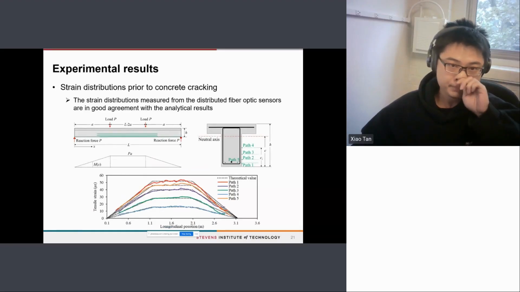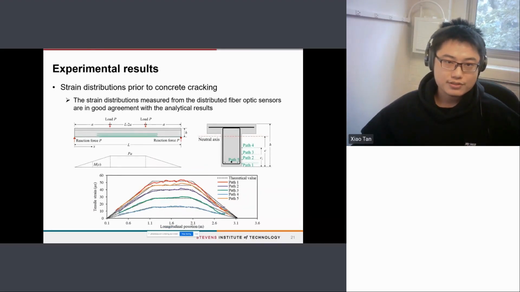Before the concrete cracking, mechanical analysis of the beam can be conducted to analyze the midspan deflection, the moment diagram, and the strain distributions. The strain distributions measured from the distributed sensors are also plotted and compared against the theoretical results. When beam 1 was subjected to the load of P equals 6.4 kilonewton, the strain distribution measured from the distributed sensors is in good agreement with the theoretical results.